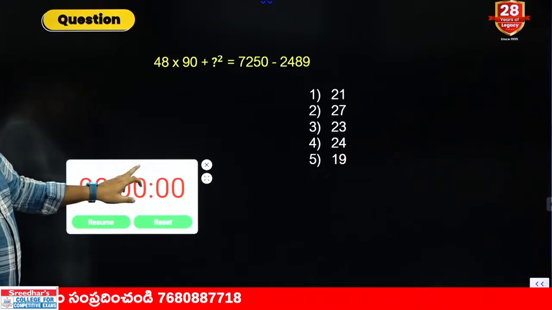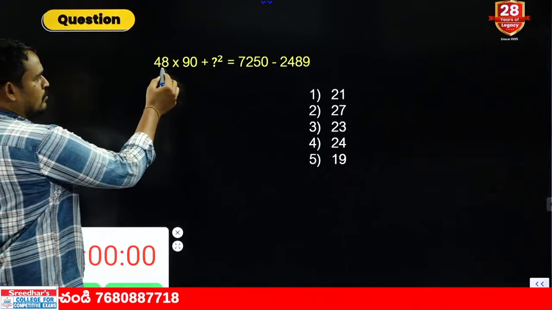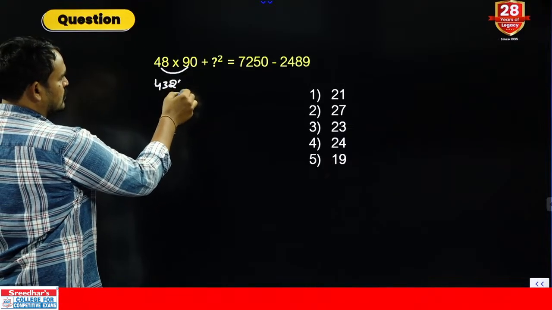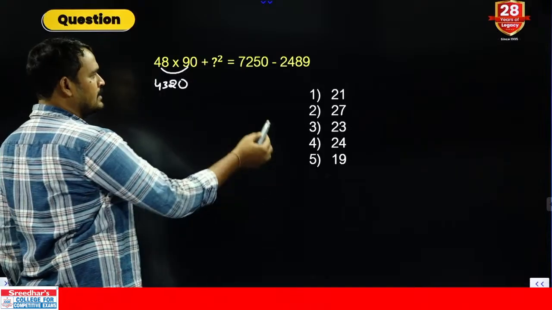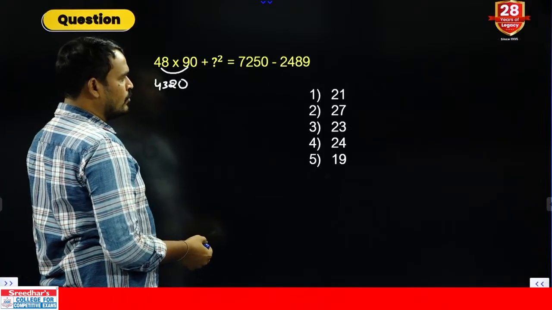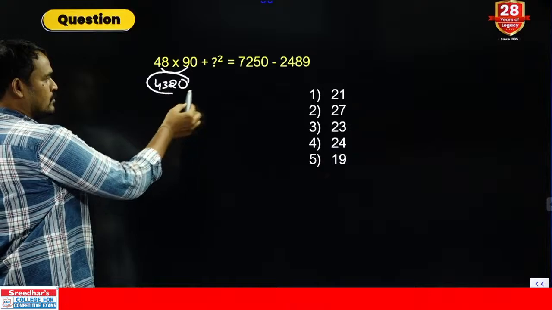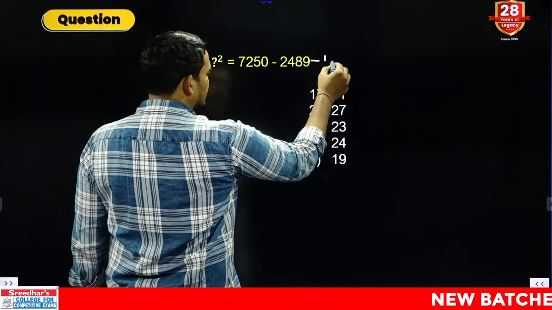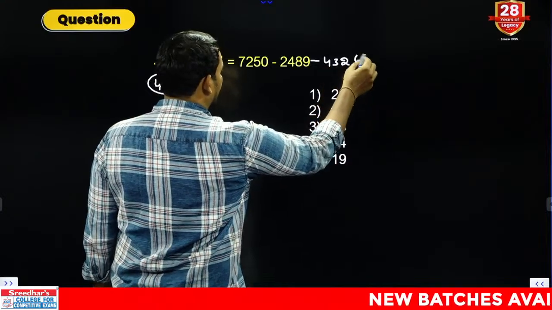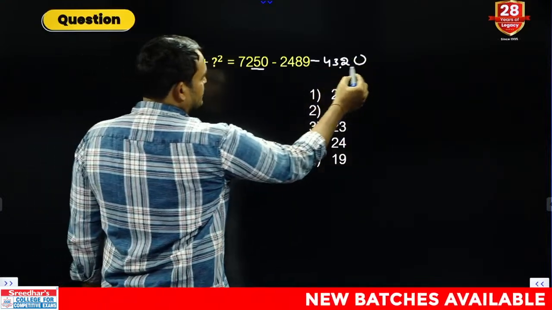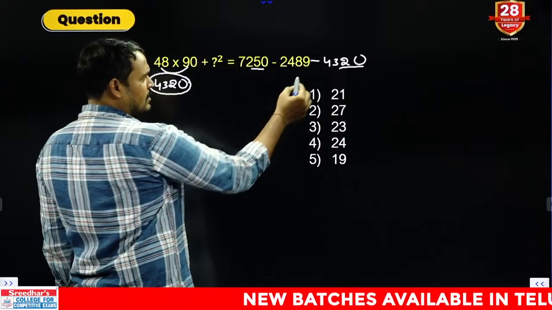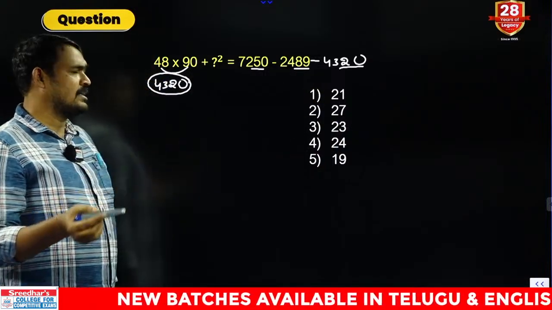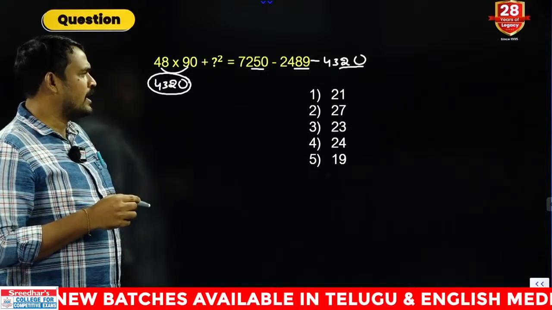Okay. Let's see the question. 48 into 90 means that is 4320. And right hand side 7250 minus 2489. Left hand side 4380. It will become right hand side negative 4320. Minus 4320 written. And here 50 minus 20, 30. Plus 30. Plus 30 minus 89 means we are getting minus 59.